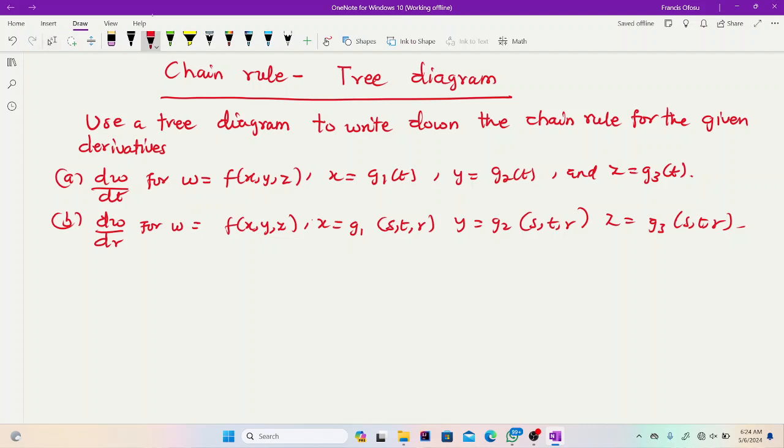In this video, I'm going to take you through the chain rule using the tree diagram. This is a tree diagram approach to the chain rule, and it's a very reliable method. In our previous lessons, we've dealt with chain rule case 1, case 2, and also other problems.